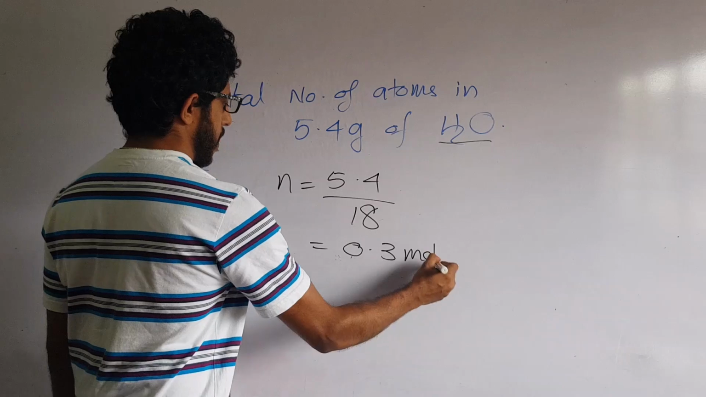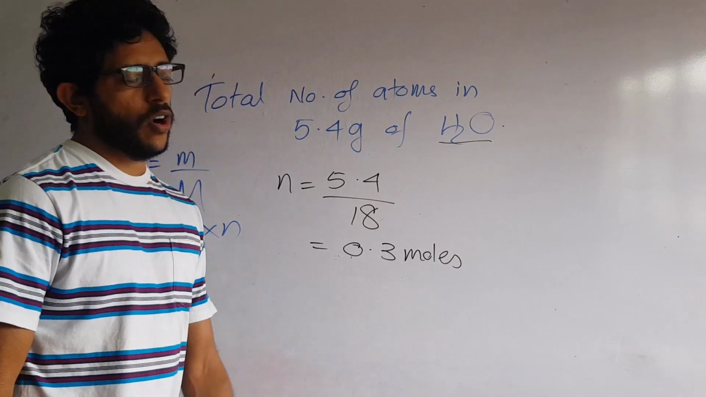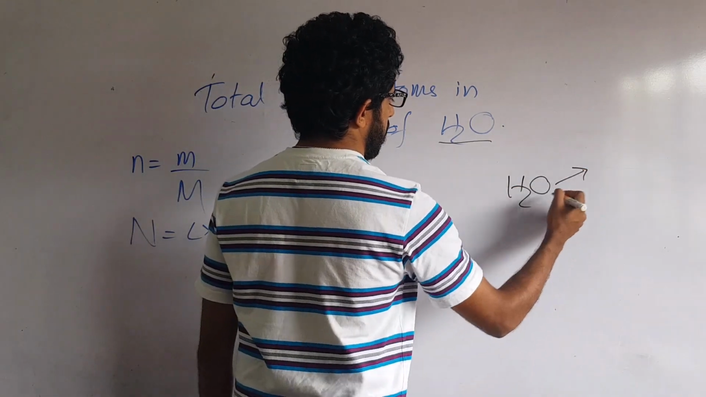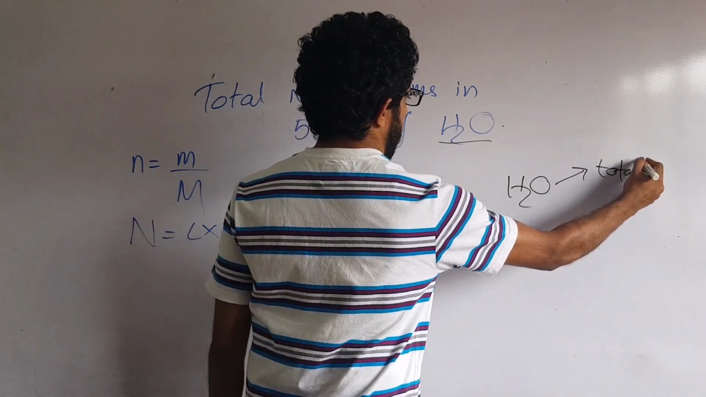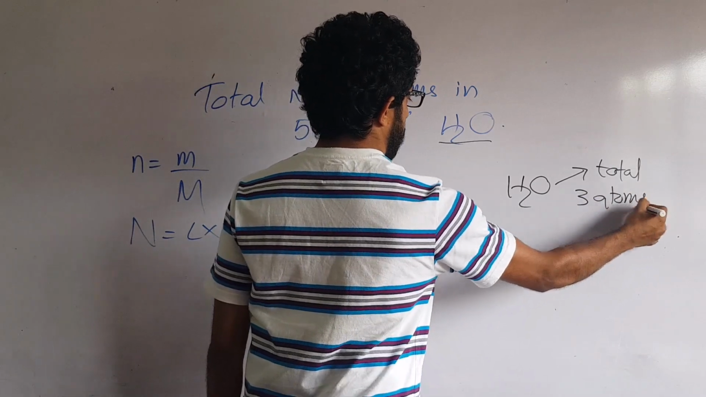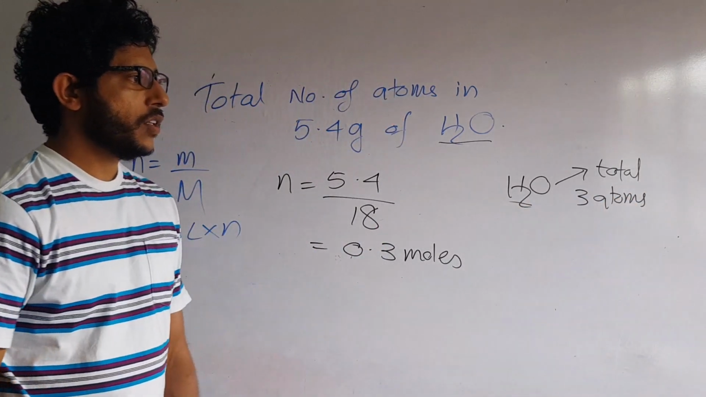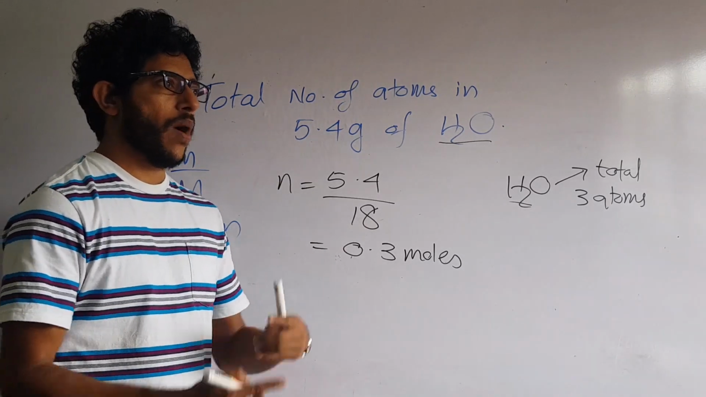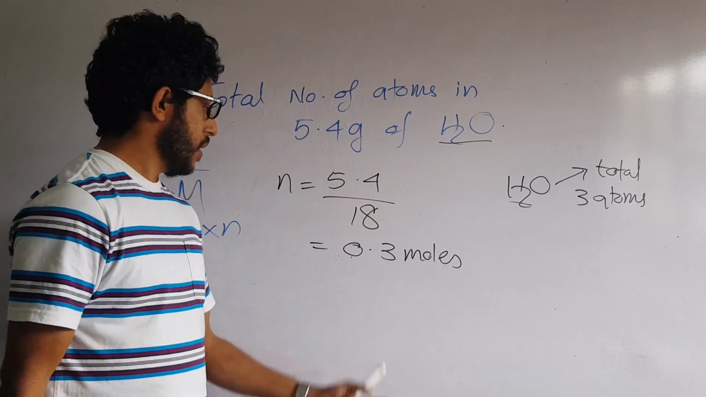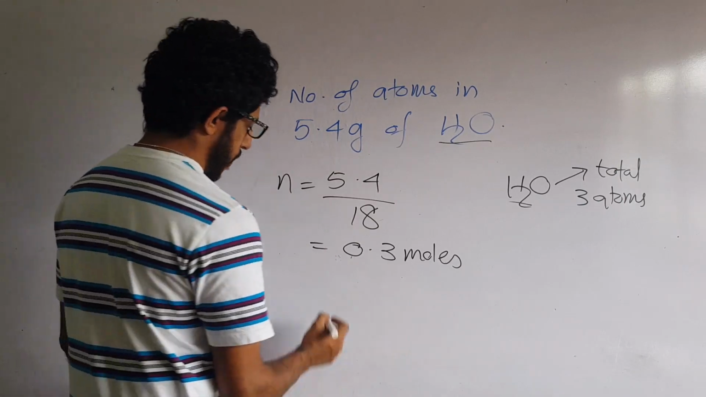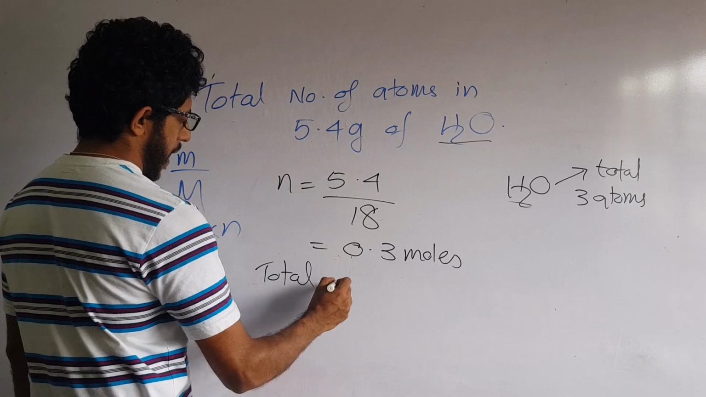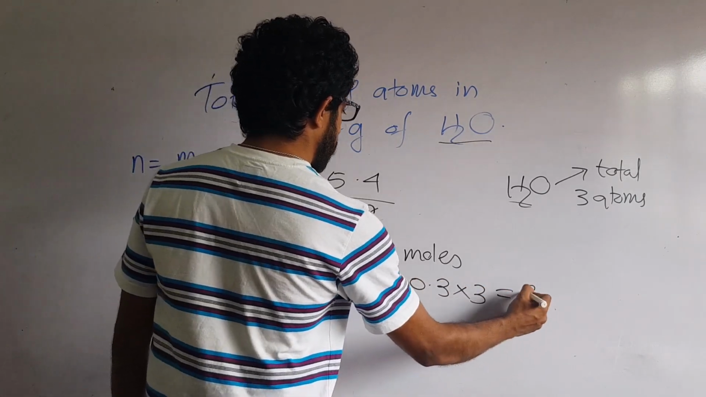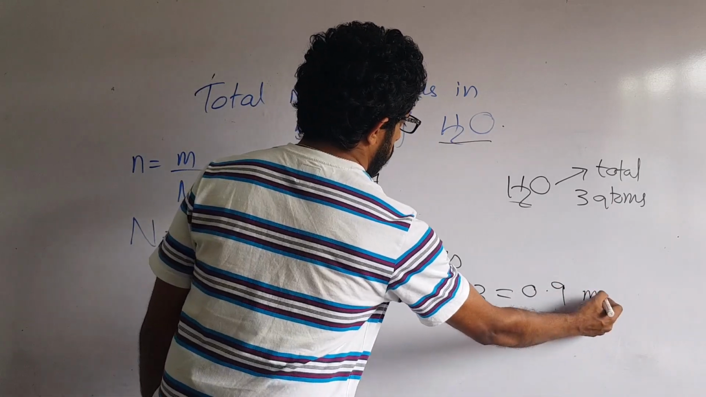0.3 moles. Now this is 0.3 moles of H2O. In one H2O, what we have learned earlier, you have a total of 3 atoms. You have 2 hydrogen and 1 oxygen. So if you have 1 mole, you should have 3 moles of atoms. If you have 1 molecule, you should have 3 atoms. Now you have 0.3 moles, which means total atoms would be 0.3 into 3, 0.9 moles of atoms should be there.